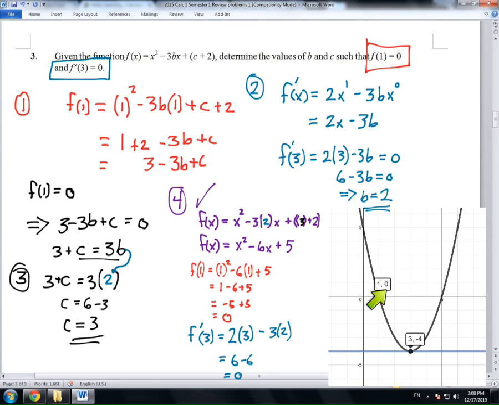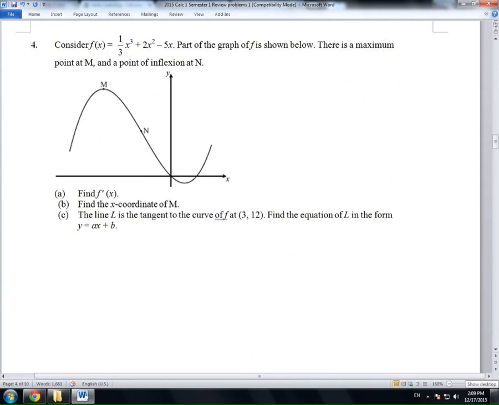I could even go in, find f prime of 3 equals 0, which means we have a horizontal tangent, the vertex of the parabola at 3, and I could also verify that (1, 0) is a point on the graph. So using technology, I know that I did my work right, and I understand deeply what's going on.